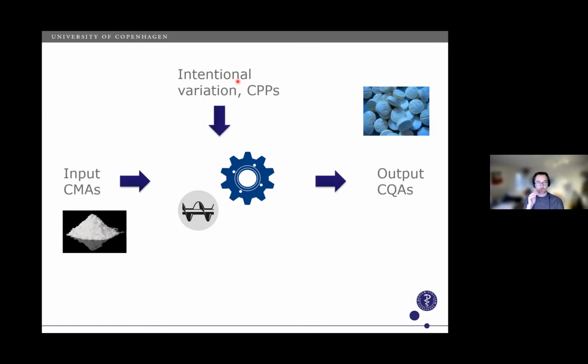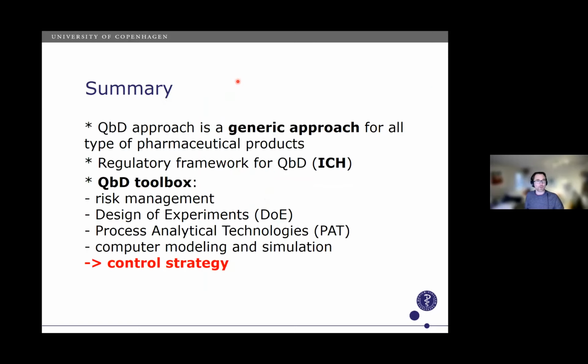And then what you need to do is to minimize the effect of unintentional variation. So you build up a control strategy for taking care of these unintentional, unwanted things happening in the process. What we have been walking through today is an overview of this QbD approach. And it is important that you keep in mind that it's a generic approach for all types of pharmaceutical products. So you can make an injectable product, tablet, or cream with this QbD approach.